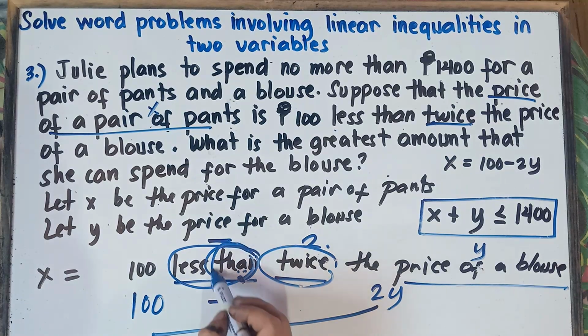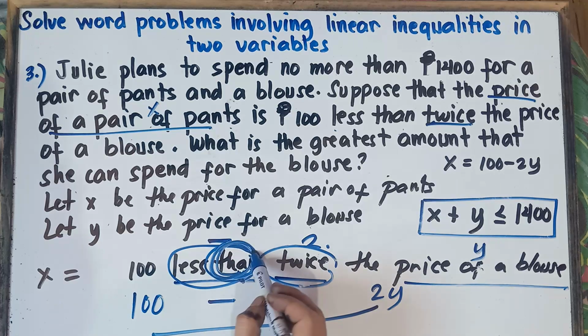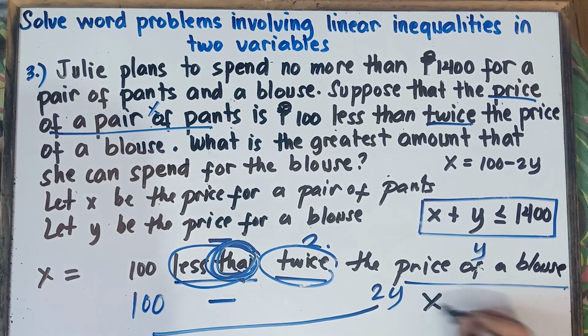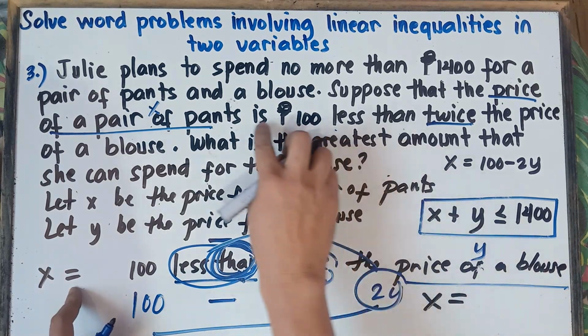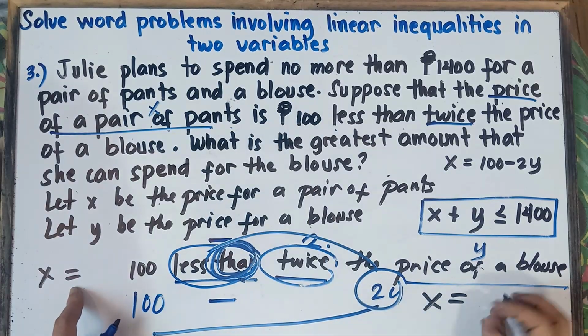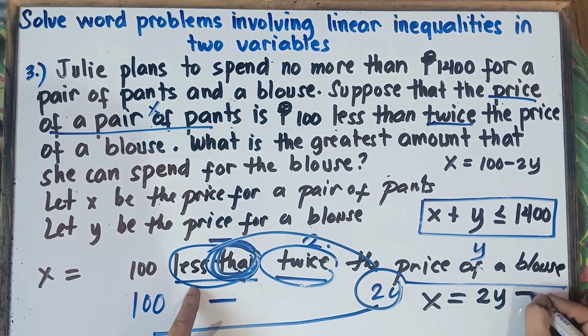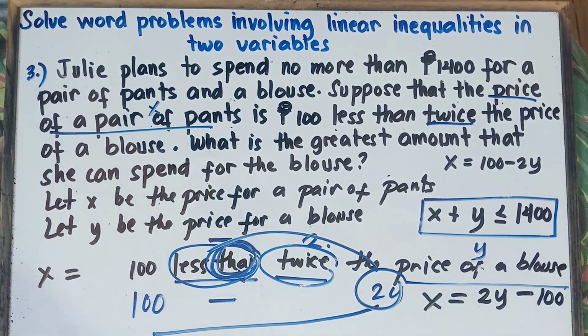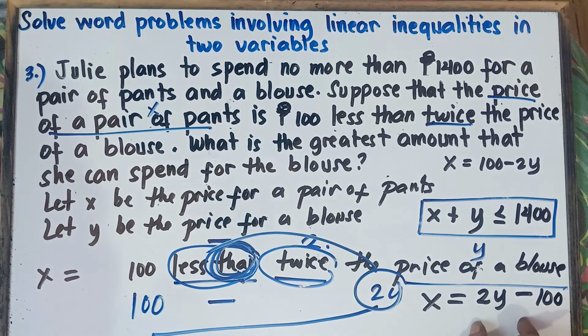Once again, class, especially in subtraction, when you have this word "than", you should do it in reverse. The answer should be X. So copy X, and then this 2Y comes first. So X equals, is the equal sign, 2Y comes first. Copy the minus sign and then 100. It should be 2Y minus 100, class.